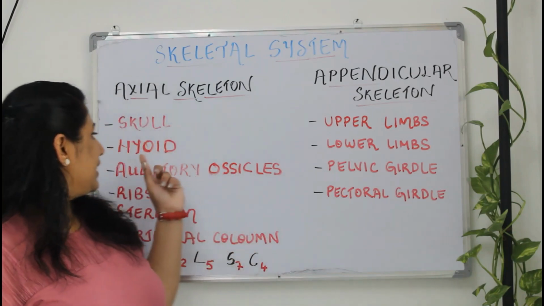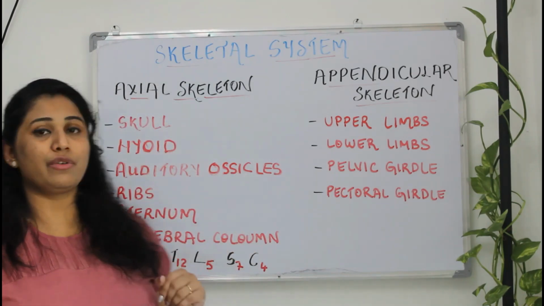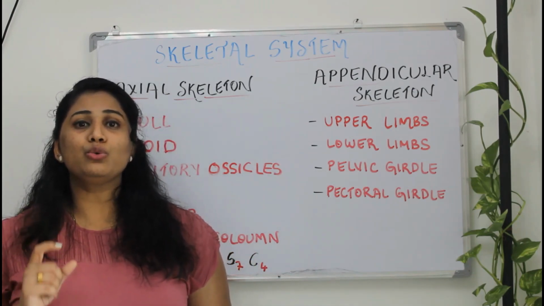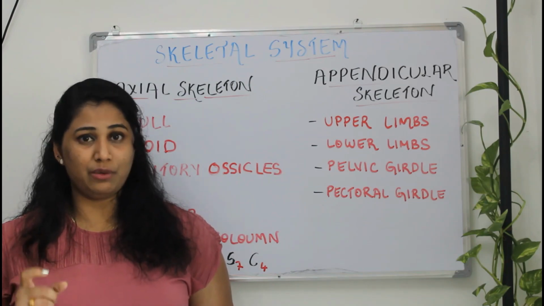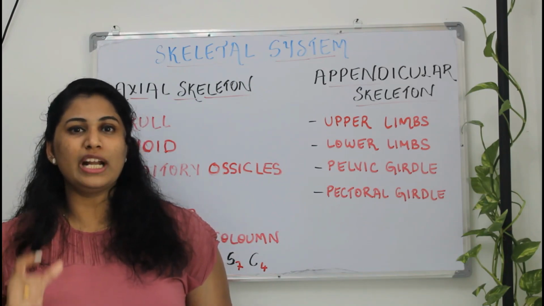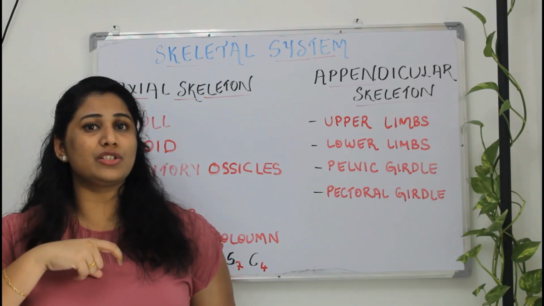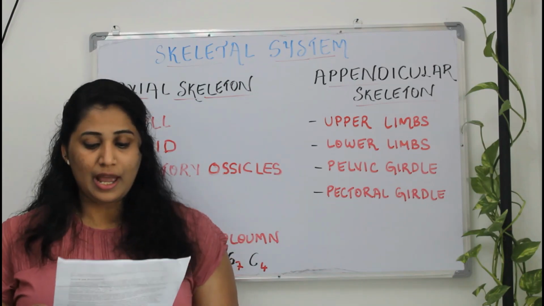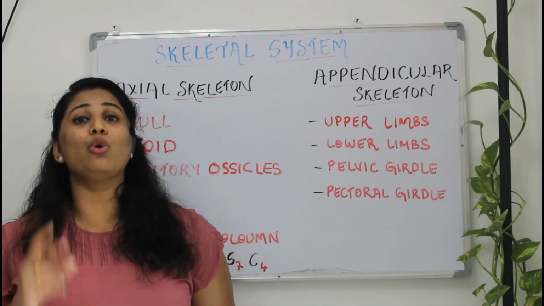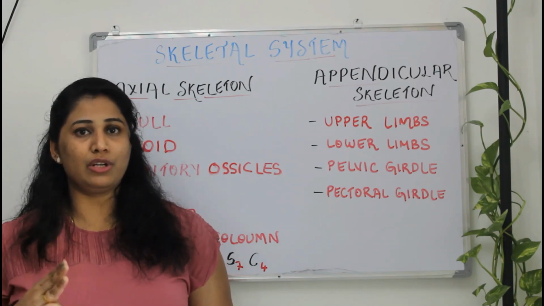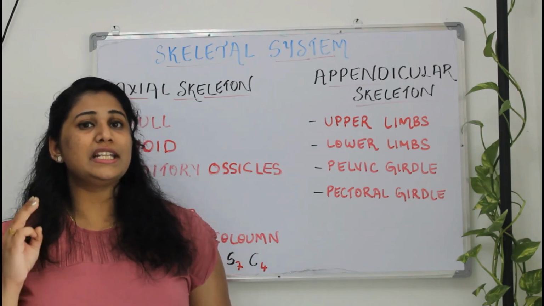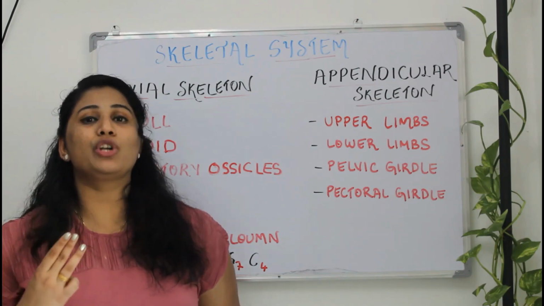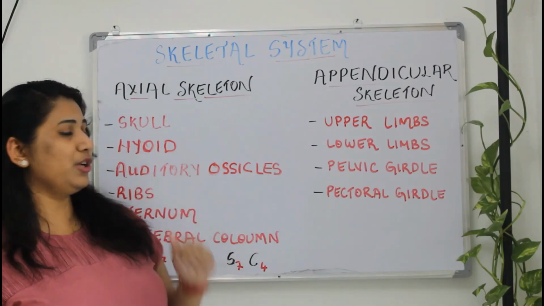Okay. So the next one is the hyoid and the auditory ossicles. What is the hyoid? The hyoid is a U-shaped bone. It is very important. It is seen just inferior to our mandible, and it is a floating bone. These are the main peculiarities: a U-shaped bone, seen just inferior to the mandible, and a floating bone. So this is the hyoid bone.